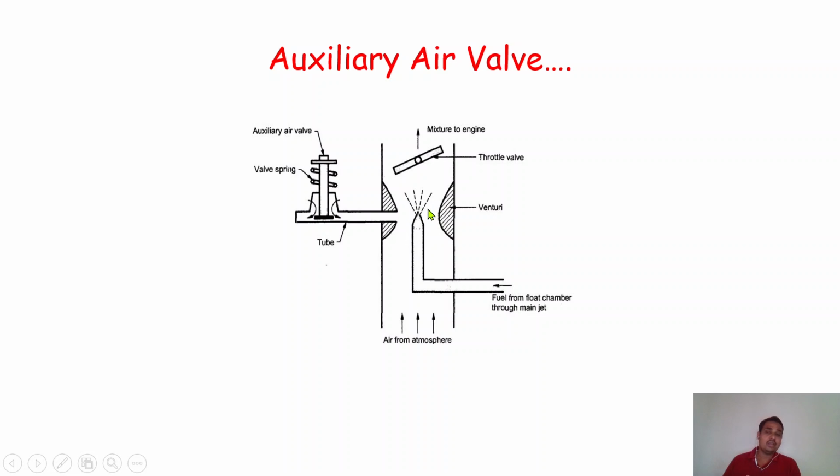Because of this, we can maintain the pressure as per the requirement, and the required amount of low pressure can be maintained at the throat section. Because of that we are able to reduce the supply of fuel from the float chamber to the main fuel metering jet. So additional air we can supply, which is used to maintain the pressure of the air as per the requirement. This is called the auxiliary air valve.